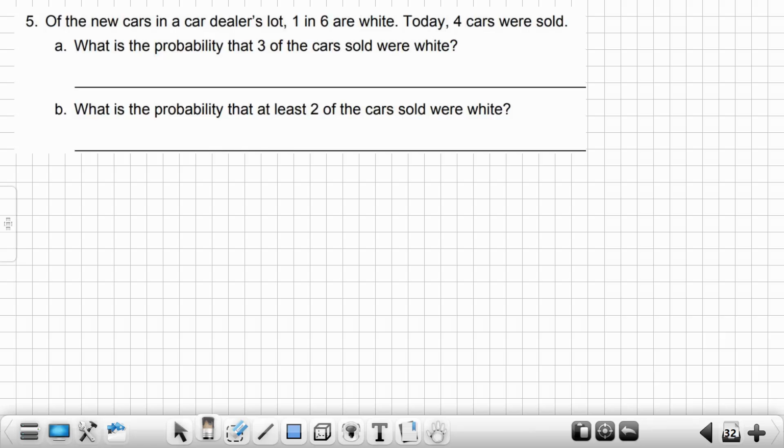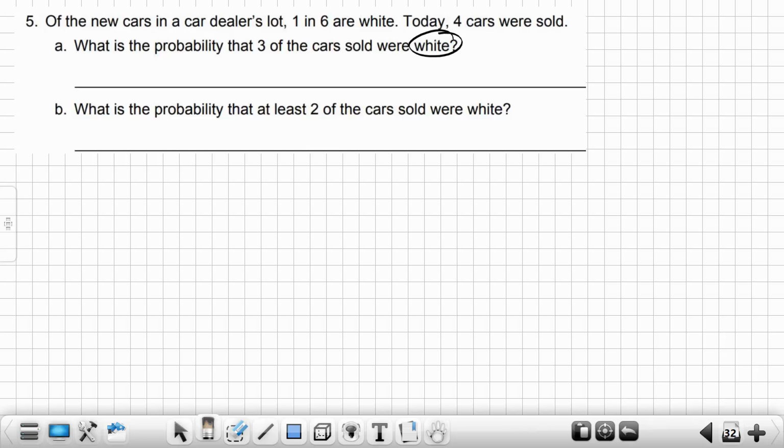Of the new cars in a car dealer's lot, 1 in 6 are white. 4 cars were sold, so 4 is our N. We're choosing up to 4 cars, right? What is the probability that 3 were white? So white is a success. Don't read into that, please, children.